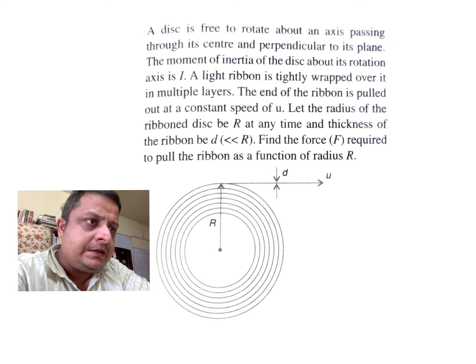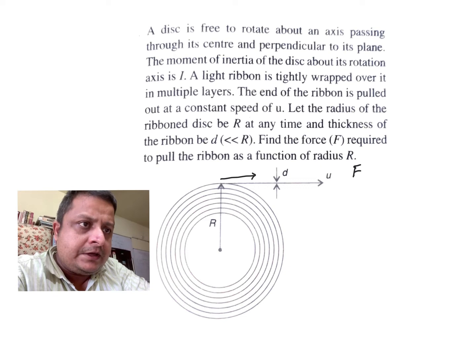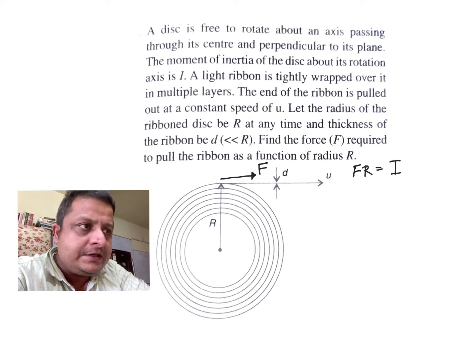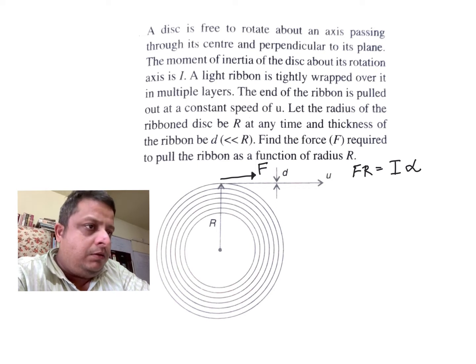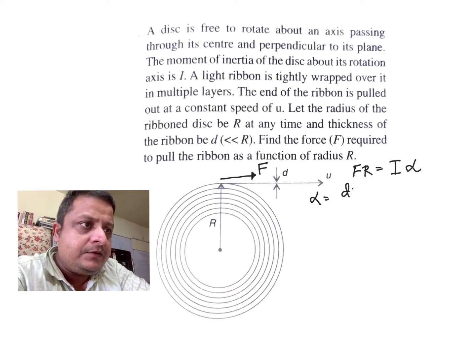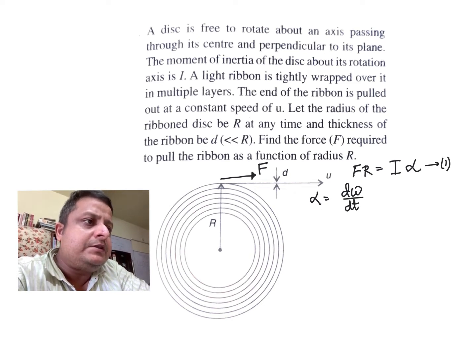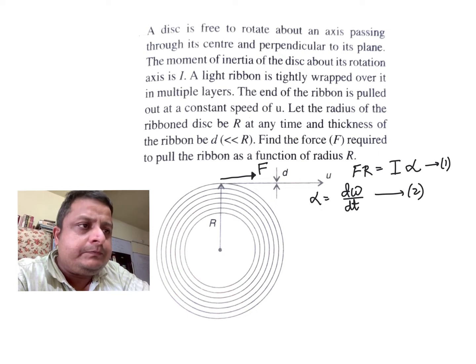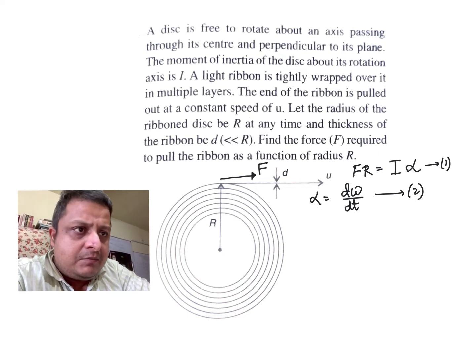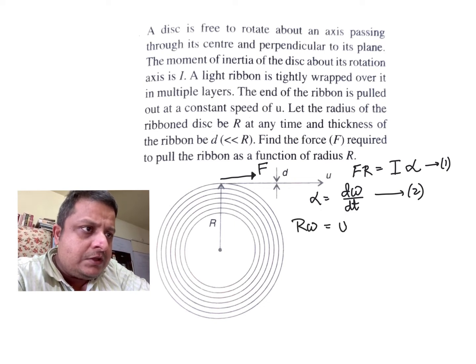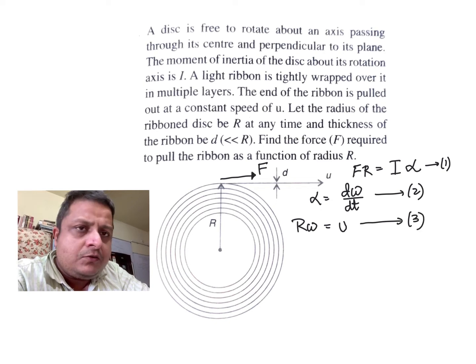So our plan is that the force is applied here tangentially. So force multiplied by r is the torque, which is equal to I times alpha, and alpha is the rate of change of the angular speed, d omega by dt. Let's name these equation 1 and equation 2. And one more clue: you have r omega is equal to u, that's constant. So that's equation 3.